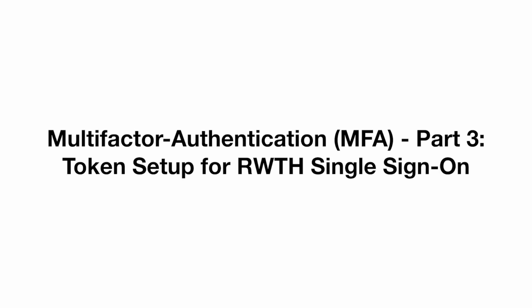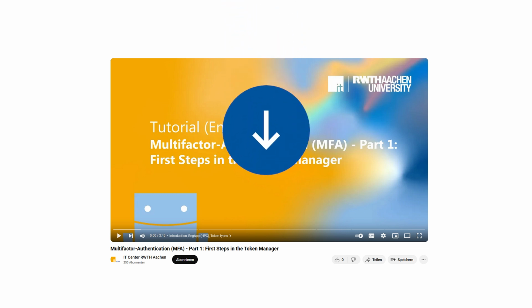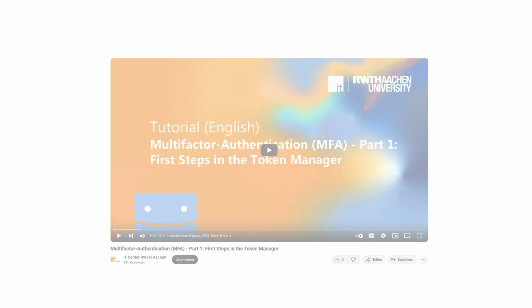In this video, you will learn how to set up and use multi-factor authentication for the RWTH Single Sign-On, abbreviated to SSO in the following. You set up multi-factor authentication, or MFA for short, for SSO in the Token Manager. An overview of the first steps in the Token Manager in the IDM self-service can be found in a previous video. We have linked the video in the video description. The Token Manager is used to set up an MFA.